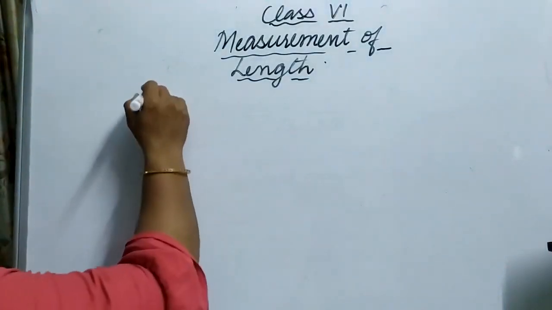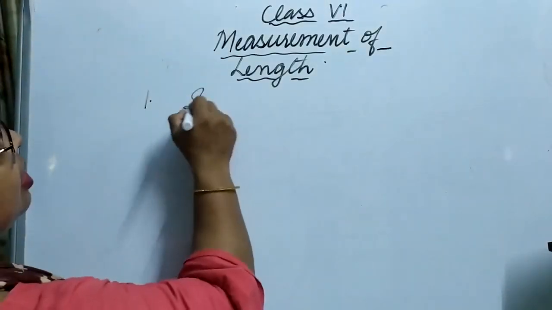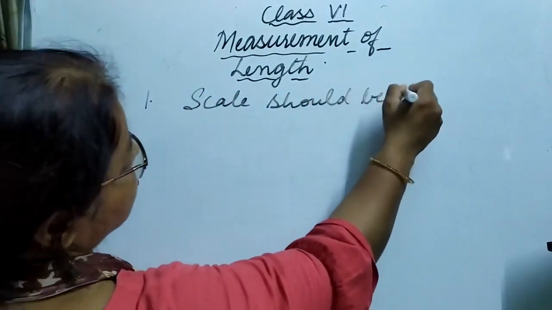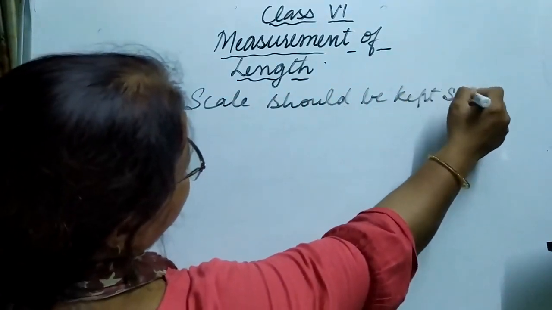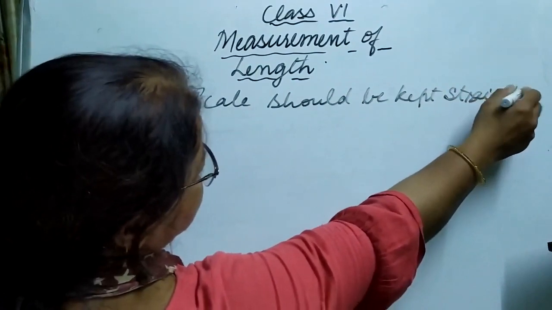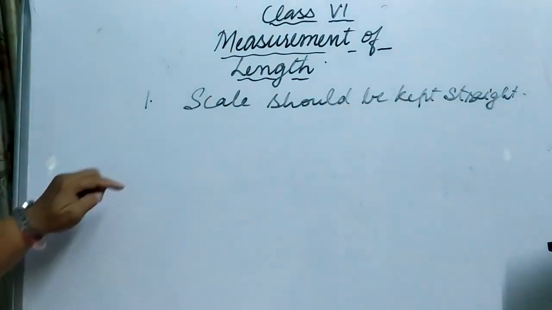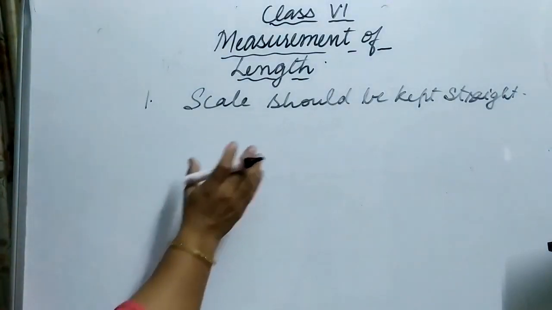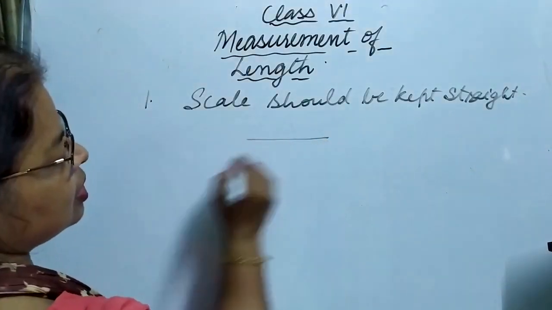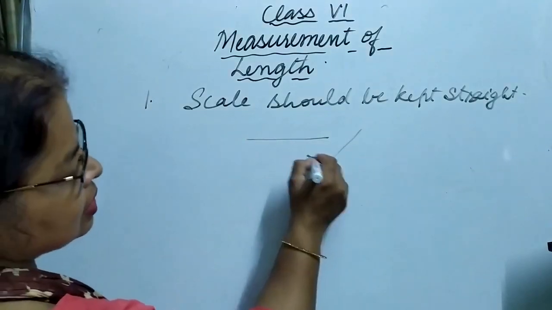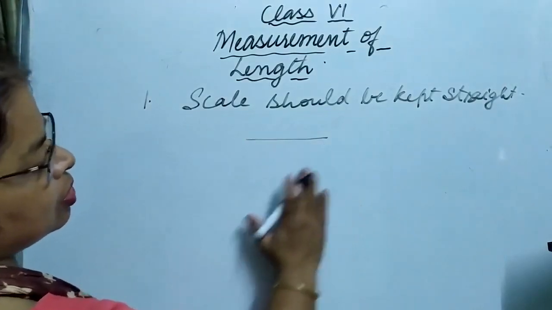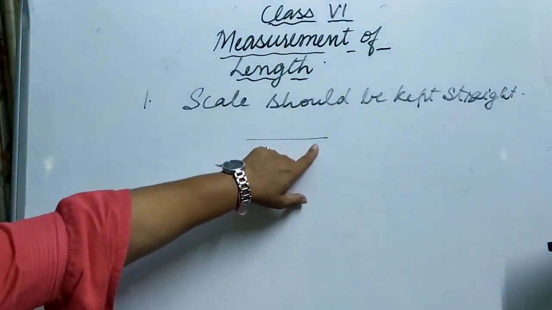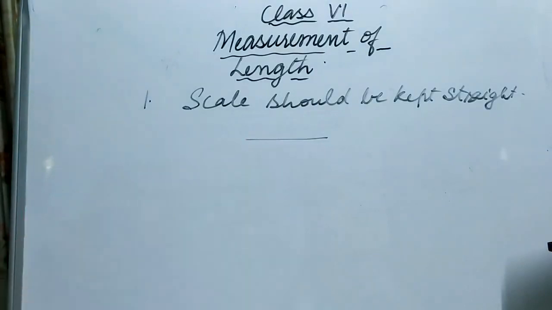So first thing that you should know is that the scale should be kept straight. When we are measuring something, it should be straight, not slant or a little bit oblique. It should be kept aligned along the length of the object.